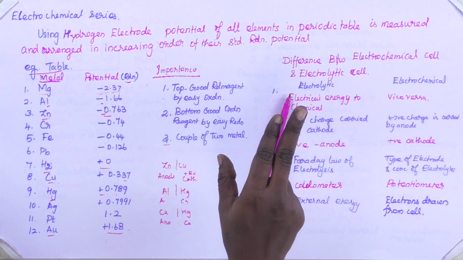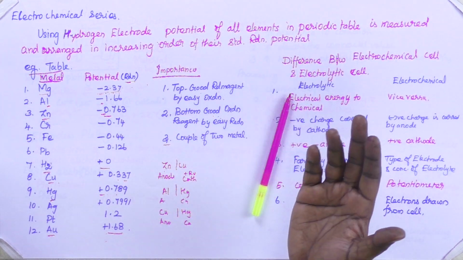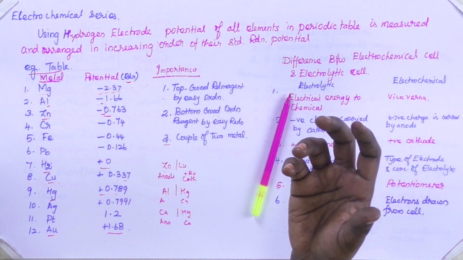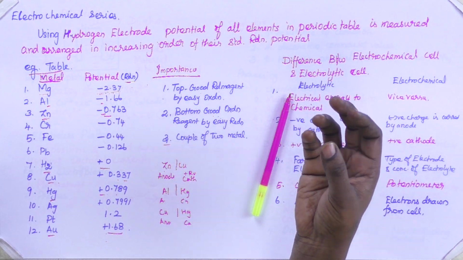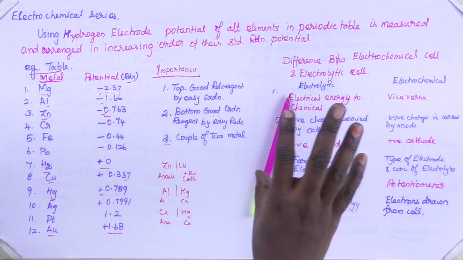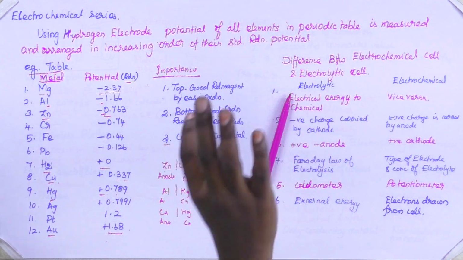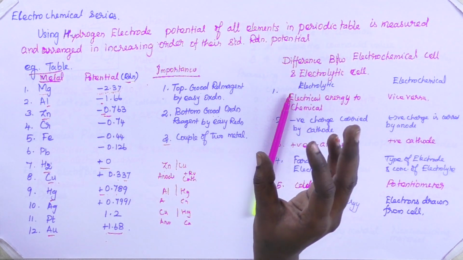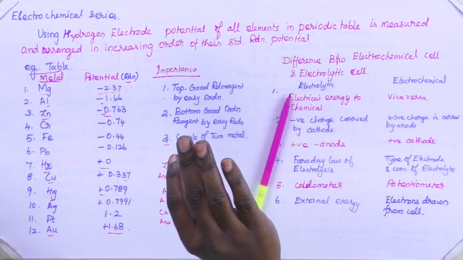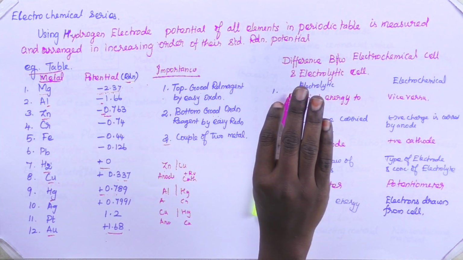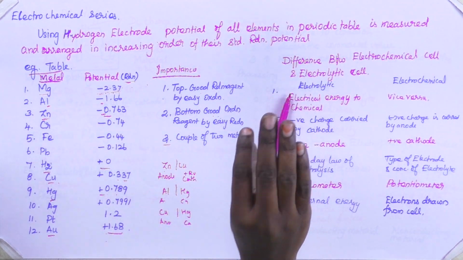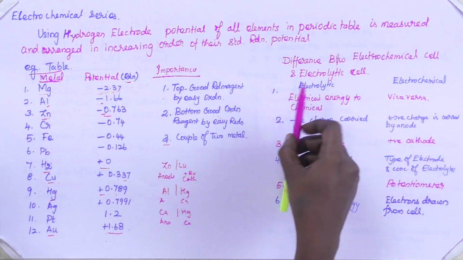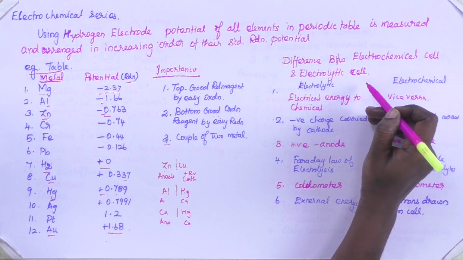But the everyday battery works only one way: some chemical reaction is happening and doing that chemical reaction we get electric power. This is the difference between the electrochemical cell and the electrolytic cell. The lead acid battery can act as both an electrolytic cell and an electrochemical cell, and the everyday battery acts only as an electrochemical cell, not an electrolytic cell. So this is the difference between an electrochemical cell and an electrolytic cell.